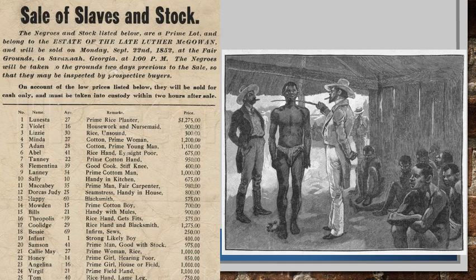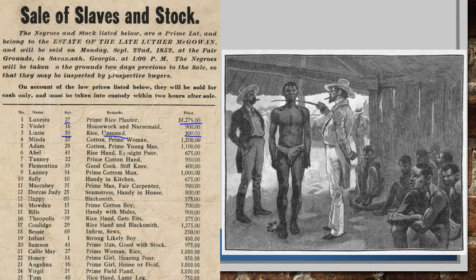So here, Lunesta, she's 27, she's a rice planter, $12.75. If we convert that into modern equivalents, that's probably somewhere in the neighborhood of $40,000 to $47,000 for this person. So that tells you how much slaves are valued. Lizzie, on the other hand, is 30, but she's got some kind of problem. She's unsound, so they're only going to charge $300 for her.